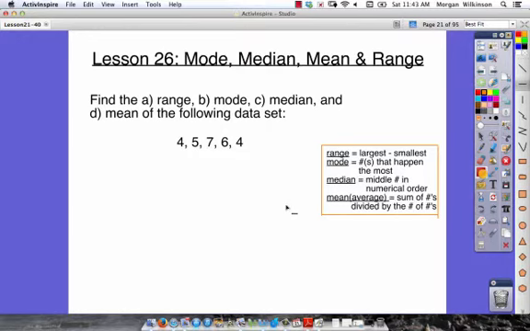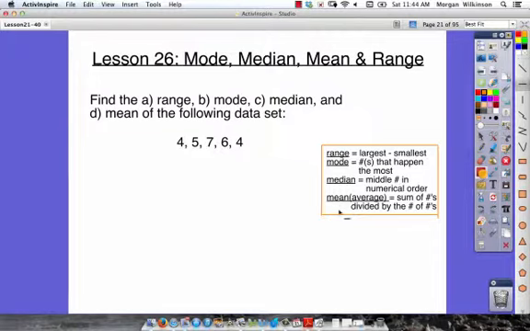Lesson number 26 is about statistics, and we're going to talk about the mode, the median, the mean, and the range. Now the first question says to find those four things, the range, the mode, the median, and the mean, of the following data set. Now we have a small data set here, and when we want to find these things, well, we've got a nice box over here that has our definitions written out for us.